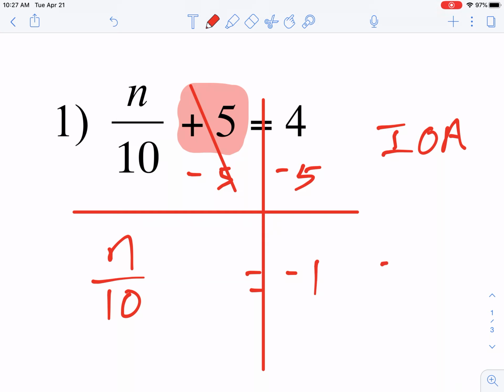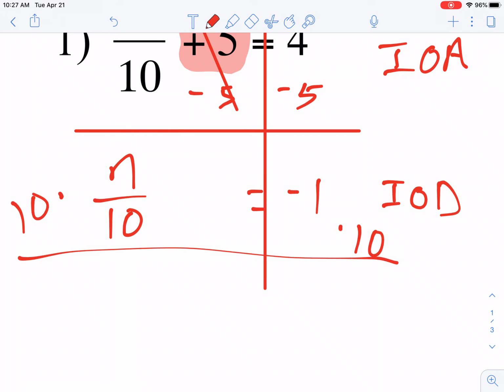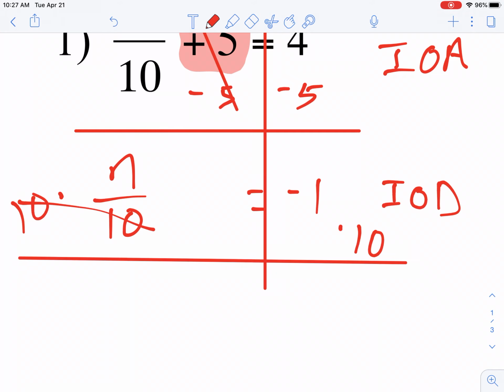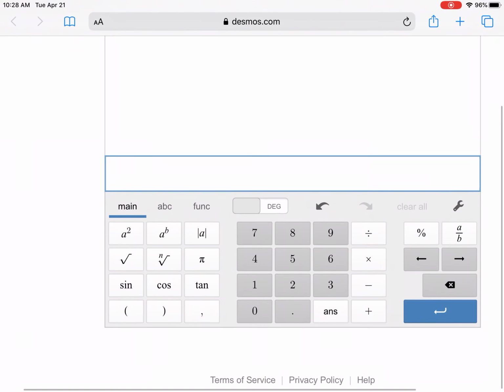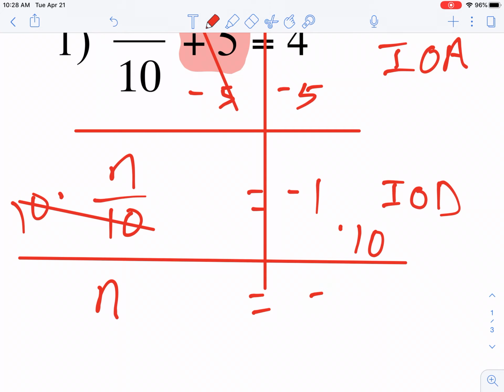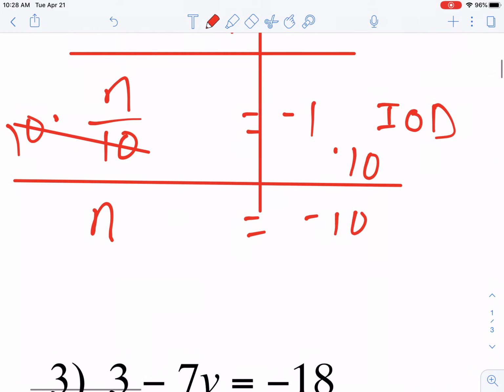The next step would be to do the inverse of division. And the opposite of division is multiplication. So I'm going to multiply both sides by 10. And again, what happens is these cancel each other out. The n drops down. Equal sign drops down. And then you've got negative 1 times 10. Again, you can use Desmos if you'd like. Negative 1 times 10 is negative 10. And so now you have n equals negative 10.